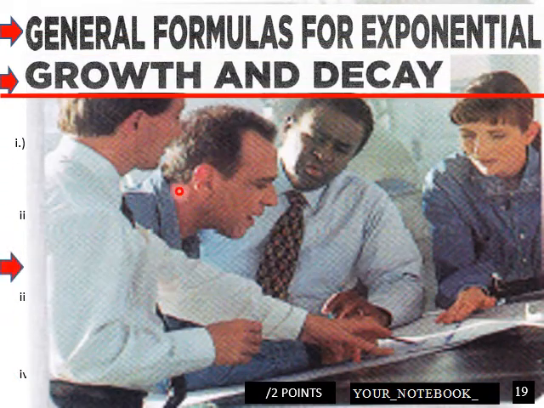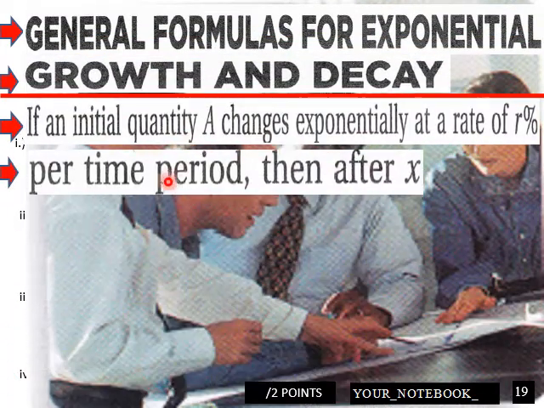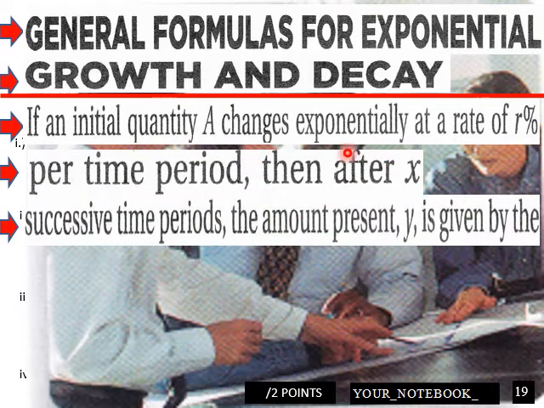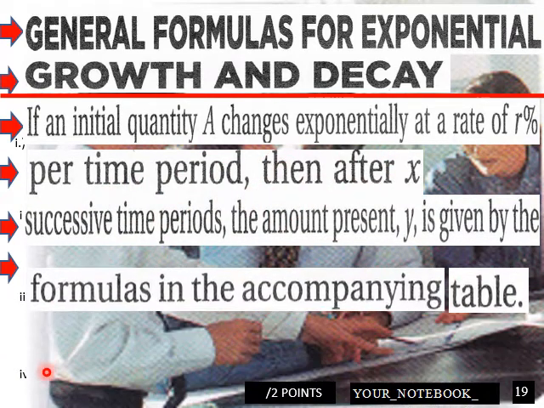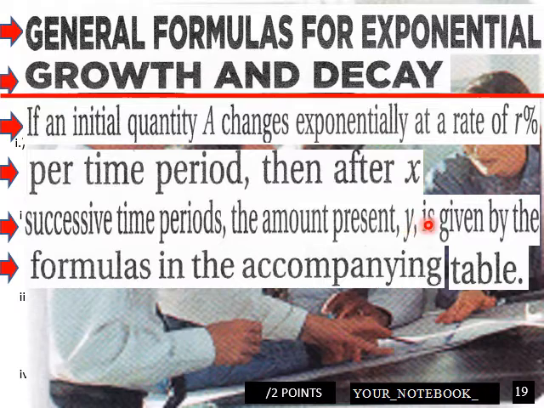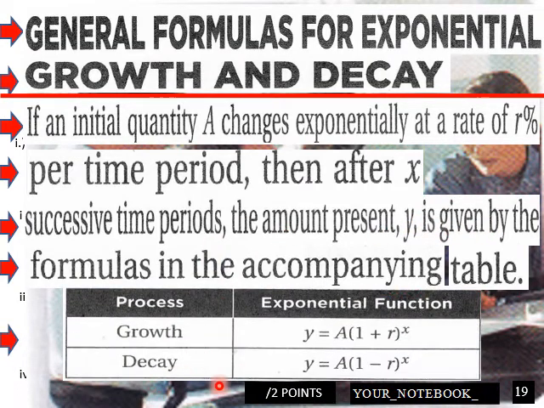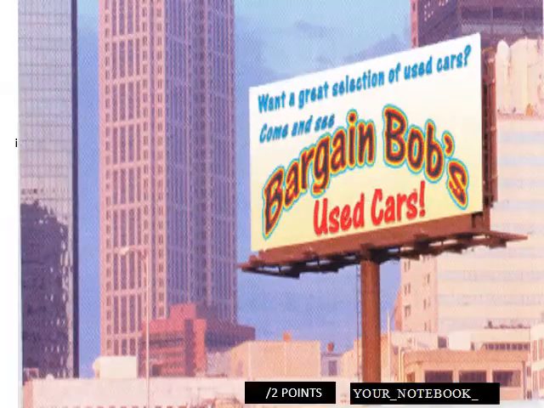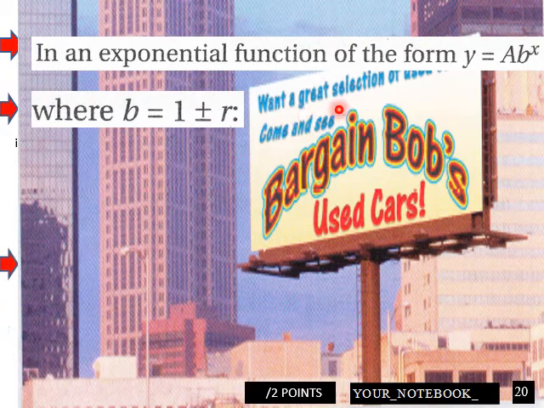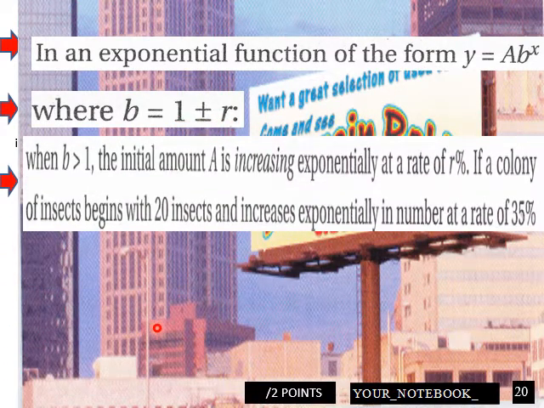General formulas for exponential growth and decay. Initial quantity A changes exponentially at r% per time period. Then after x successive time periods, the amount present, y, is given by the formulas in the accompanying table here. So this would be a decay or growth, an exponential function of the form y equals a b to the x, where b equals 1 plus or minus r.